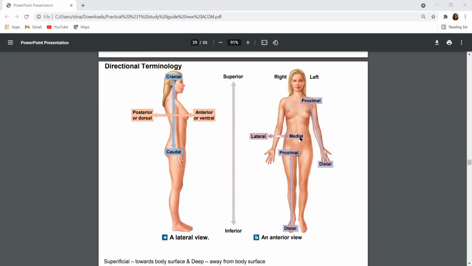Let me erase all my points here. Okay, now we're going to use 2 different points of the body to make another comparison.